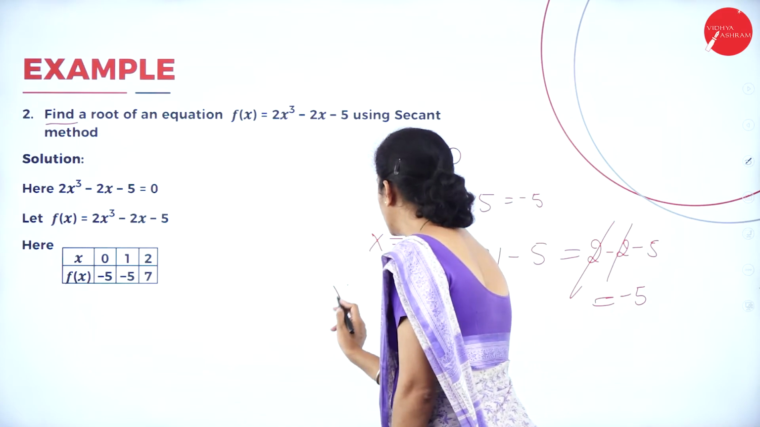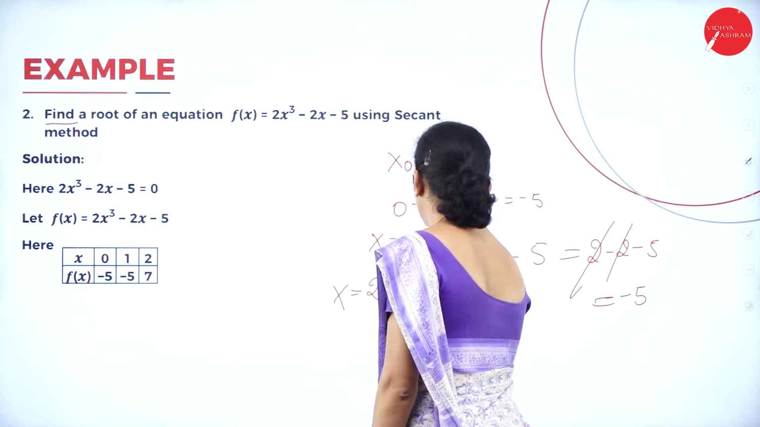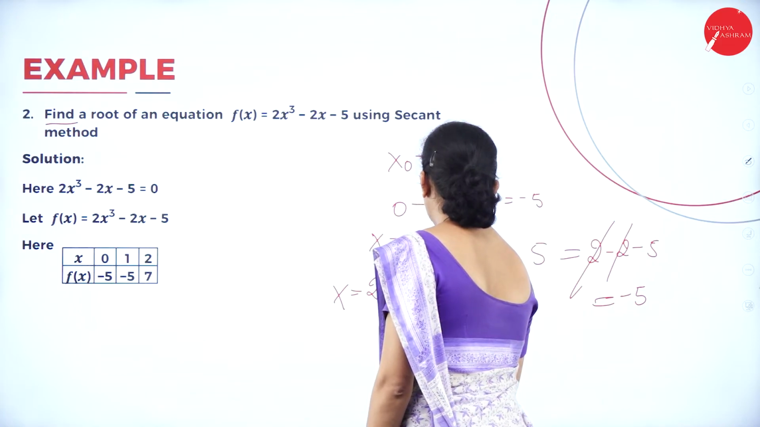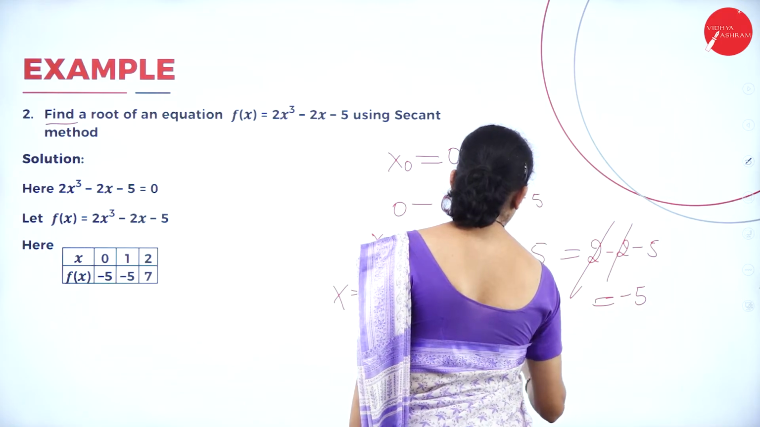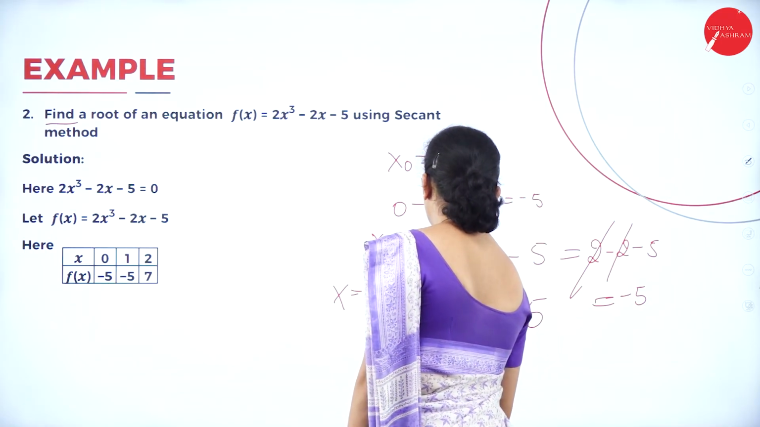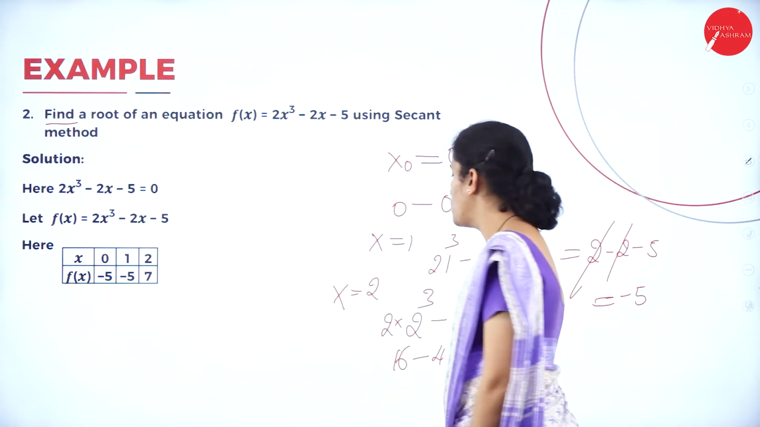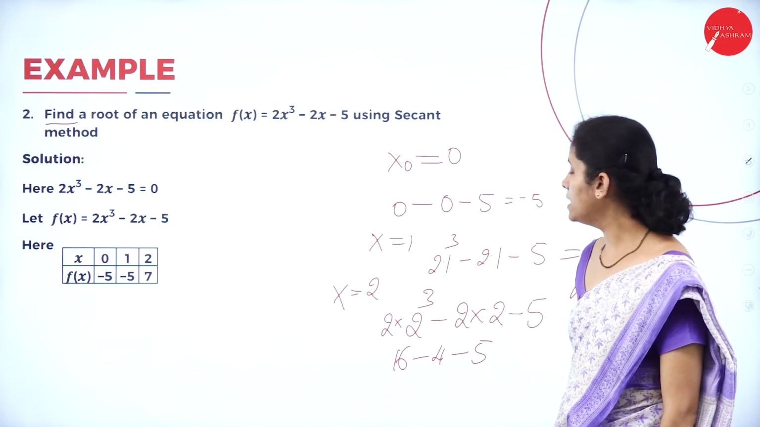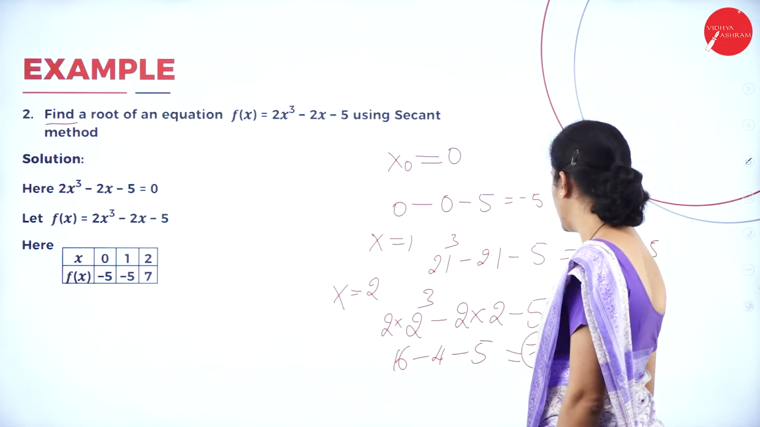Now x equal to 2. 2 into 2 to the power 3 minus 2 into 2 minus 5. So 8 into 2, 16 minus 4 minus 5. So what is the answer I'm going to get? I'm going to get the answer positive 7.